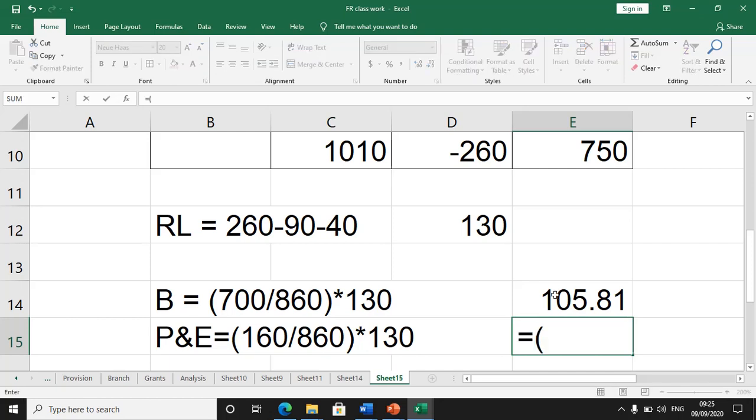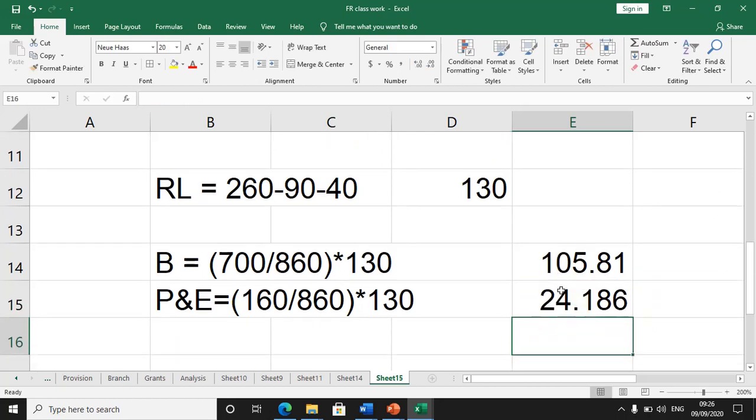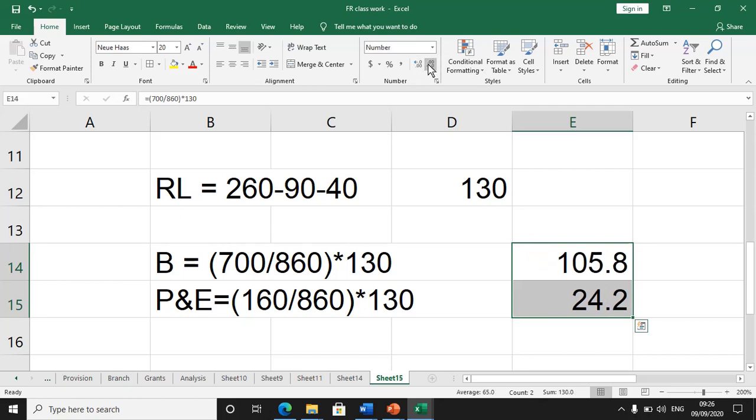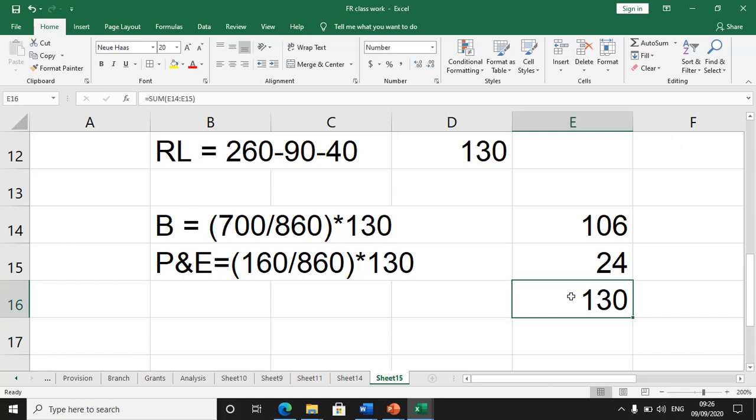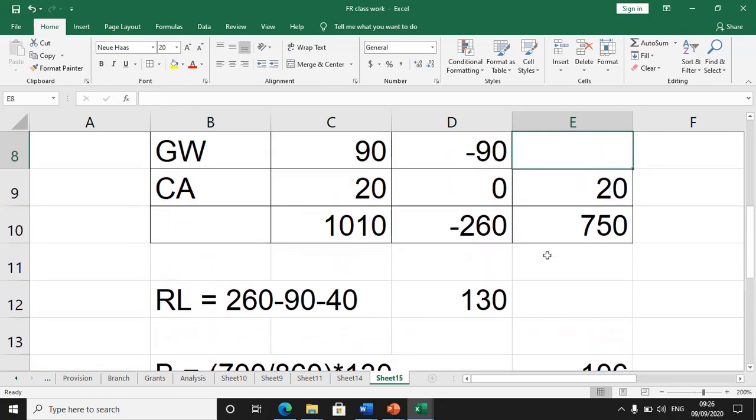Equal sign, 160 divided by 860. I multiply that by 130. That's what we have there. So if I can just round off all these amounts, I think that I'll be a bit safe. Okay, so that's what we have there. If you check yourself, you will discover that you are running with a 130 there. So I hope that you can see that.